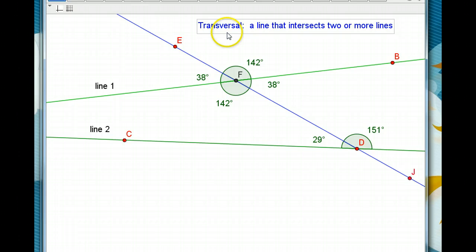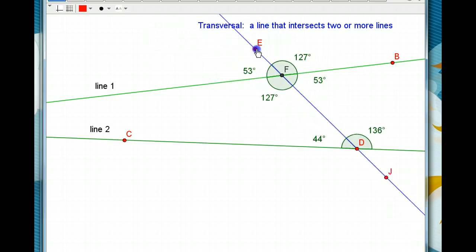So when a transversal intersects two or more lines, angles are formed, as you can see here. And we want to see, is there a relationship between the angles formed at the points of intersection? As you can see here, F is a point of intersection of the transversal and one of the lines. And D is a point of intersection of the transversal and the other line. So let's take a look and see what happens as we change where F is located on line 1.